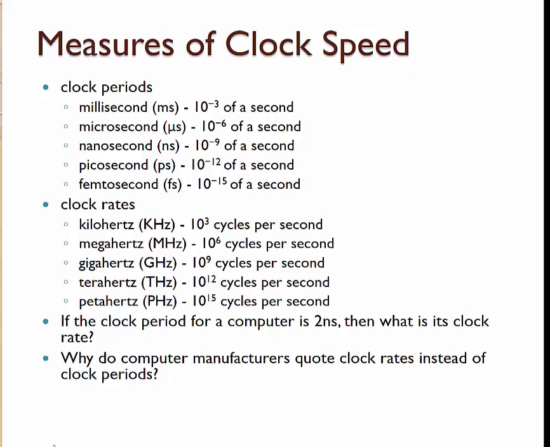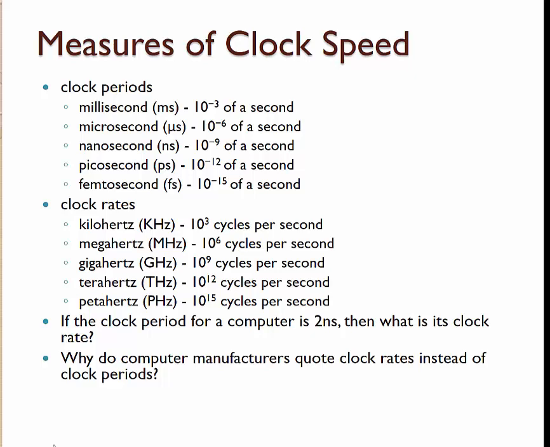Also keep in mind that whenever we do the conversions, we like to make whole numbers. For instance, I never reference something in terms of half a gigahertz or anything like that. It's always 500 megahertz. Well, let's look at an example. If the clock period for a computer is 2 nanoseconds, and we look up there and see it's 10 to the minus 9, then what is its clock rate?